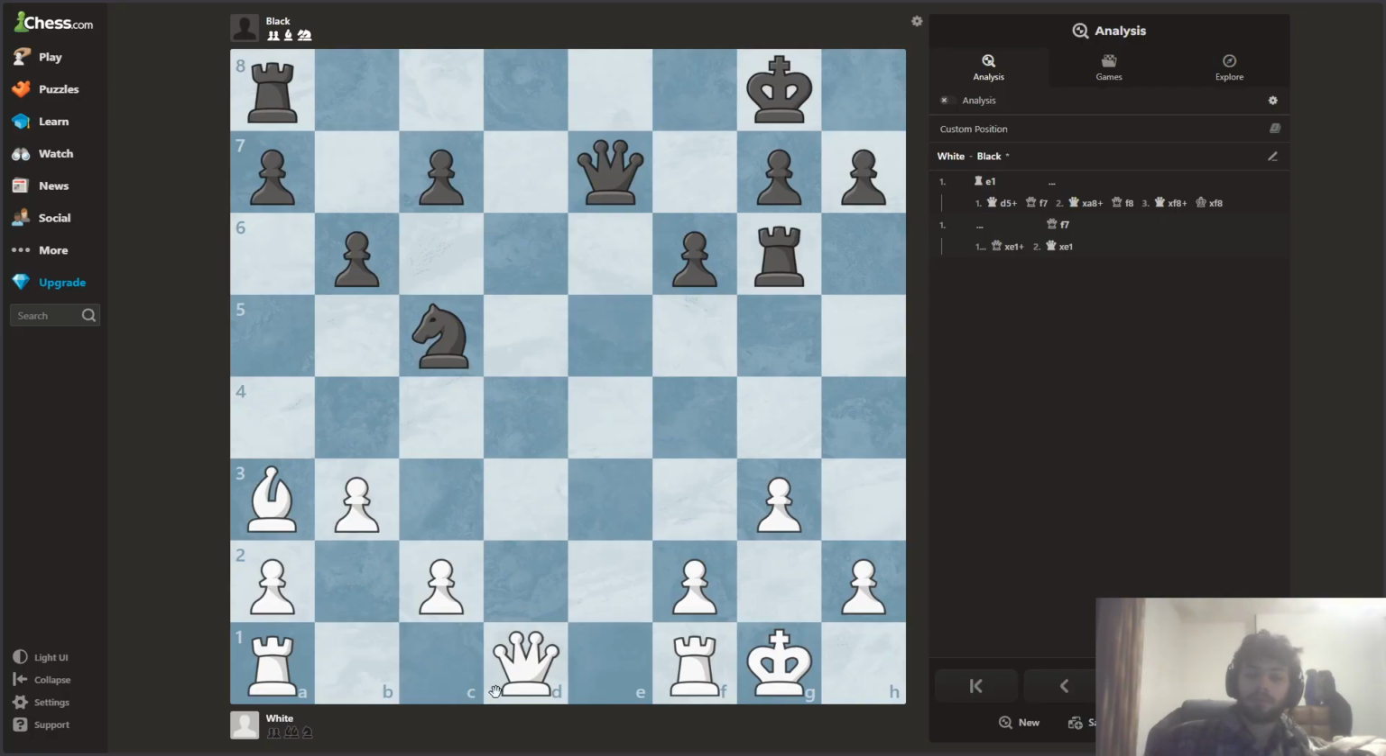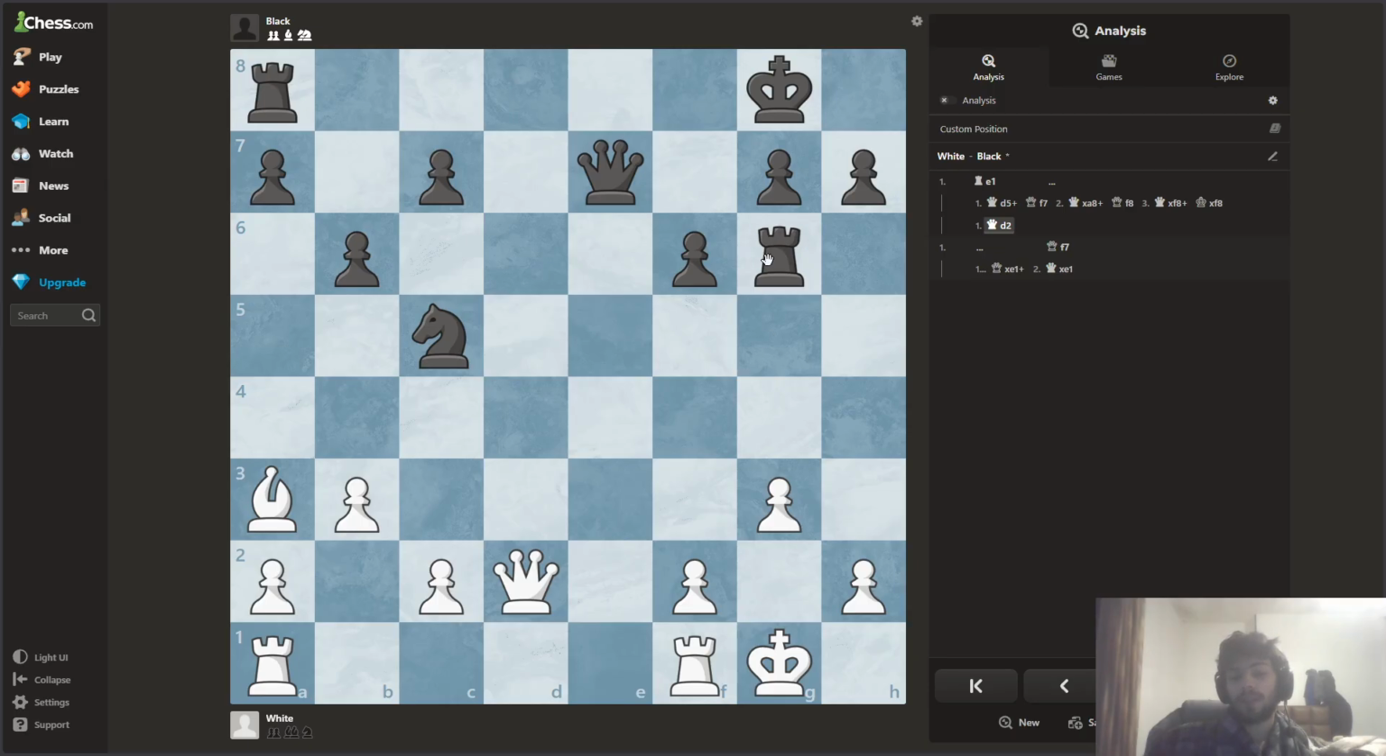So, alright. Let's say it's black to move here. By this point, you should probably be getting the hang of this, but if you're not, it's okay. Don't worry about it. Chess is hard, but anyone can do it.